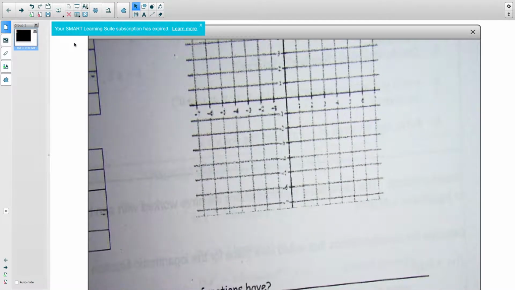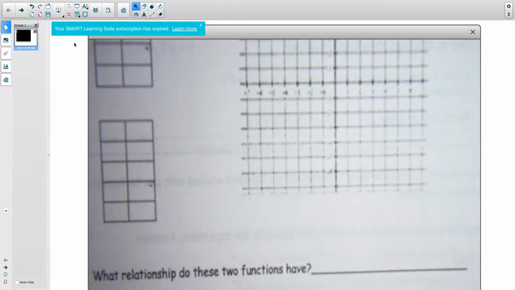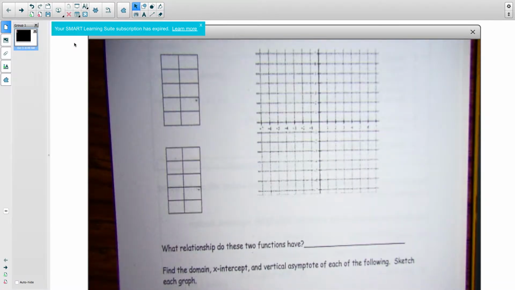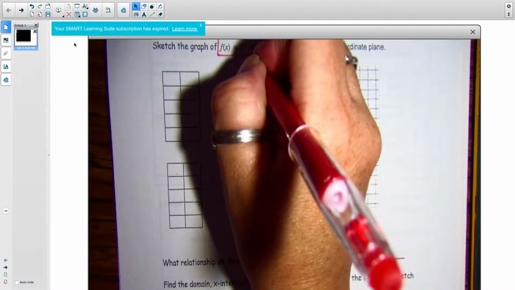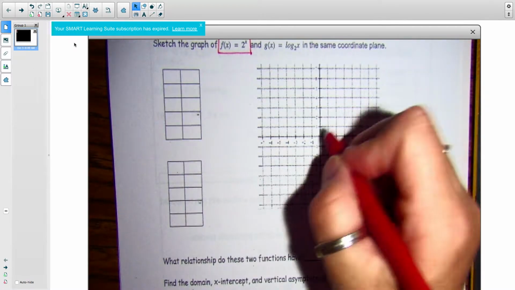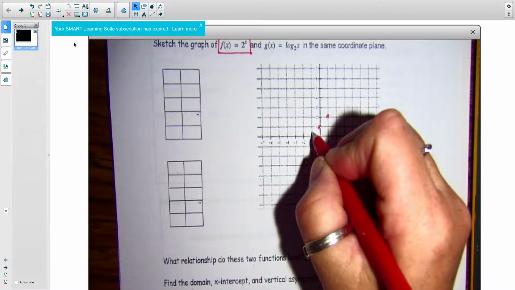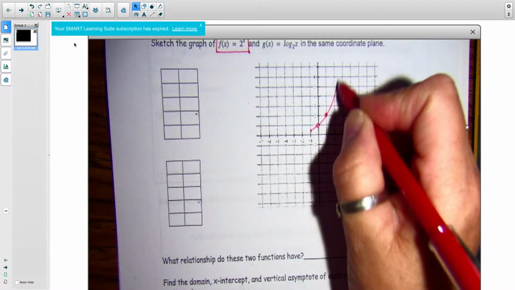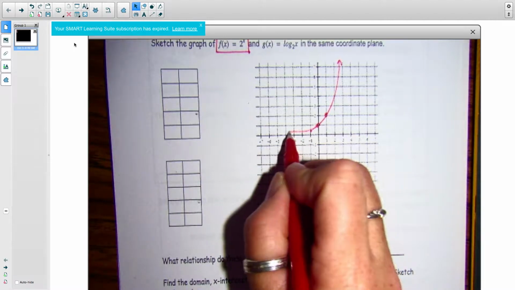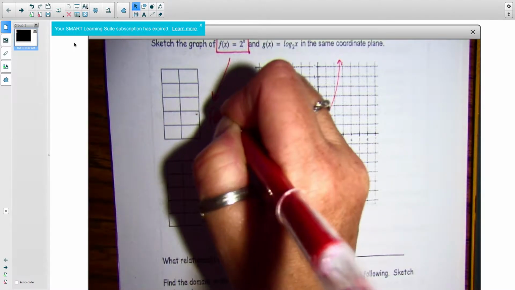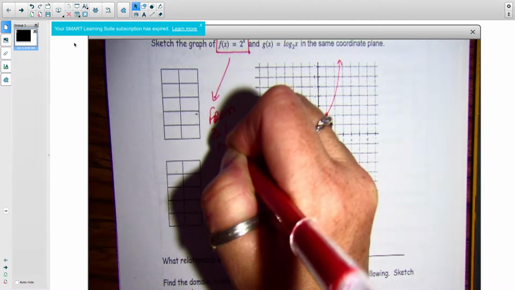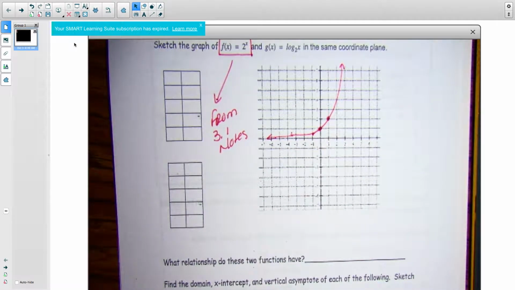Next thing we're going to do is graph these. Sketch the graph of f of x equals 2 to the x and g of x equals log base 2 of x. This one we did yesterday, right? So we had 1, 2, negative 1 was a half, and it went like this and approached. This is from 3.1 notes. If you weren't here yesterday, make sure you go watch that video.